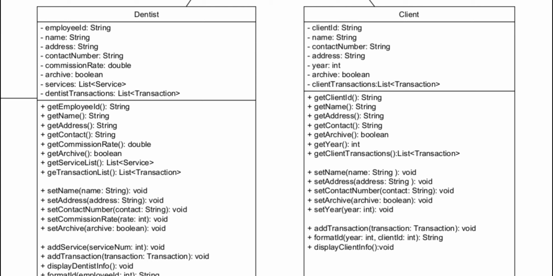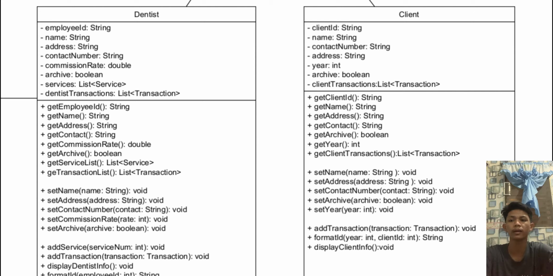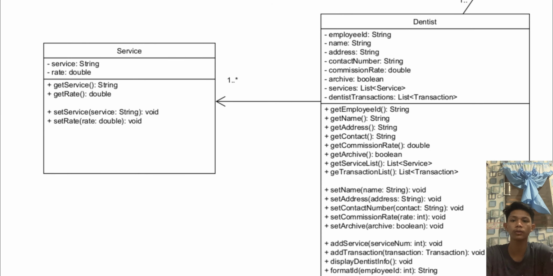Utility methods like format ID, assign service, and assign rate help standardize the ID format and link services to appropriate cost. In the UML diagram, note the one-to-many association between dentist and service, indicating each dentist can offer multiple services, and the one-to-many link to the transaction, showing that each dentist can have numerous transaction records.